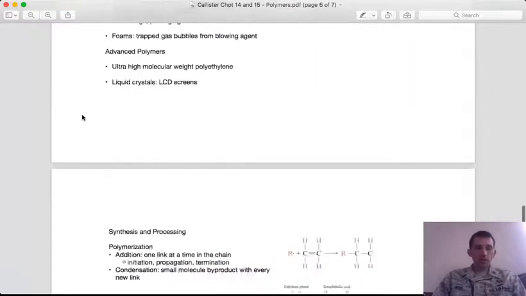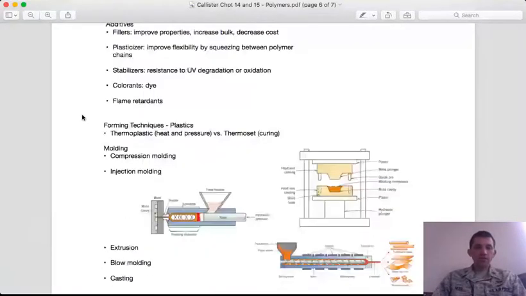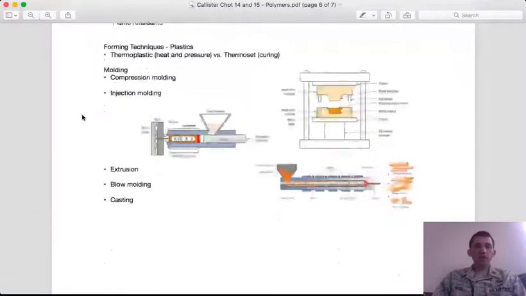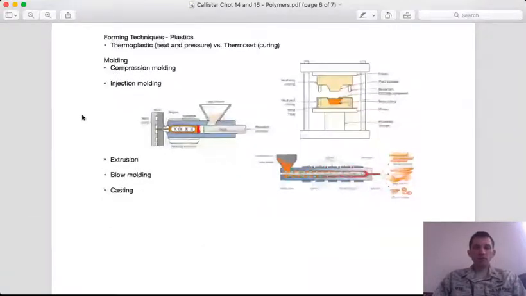Okay, the last ones are different ways of forming the material. A lot of these should look familiar from what we talked about with metals, right? So you can do a lot of the same operations, only you're going to need less heat, less pressure, because polymers as a class of materials are easier to form than metals, but you can use a lot of the same techniques, so these should look familiar.